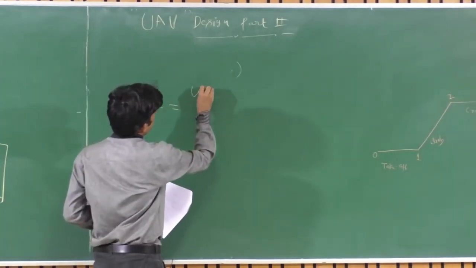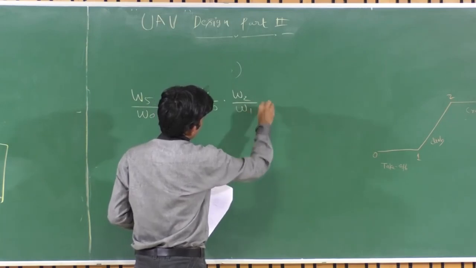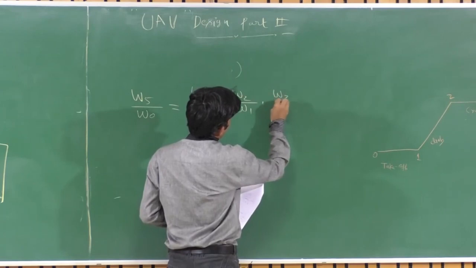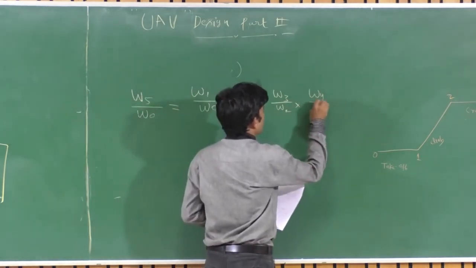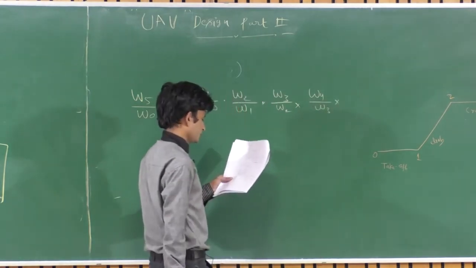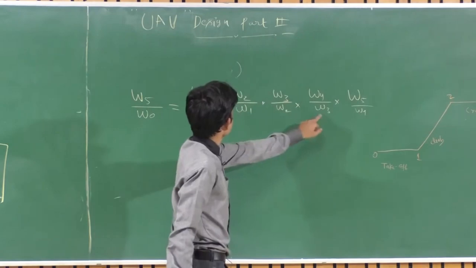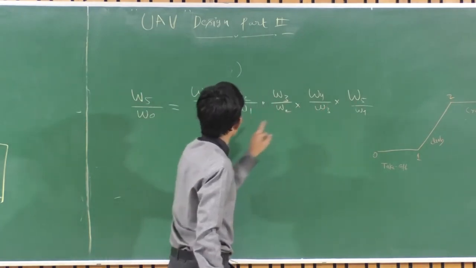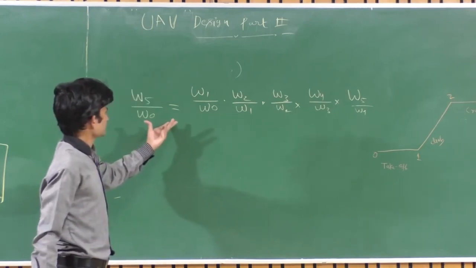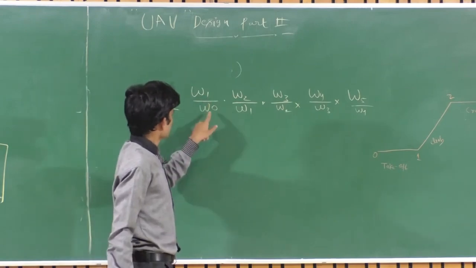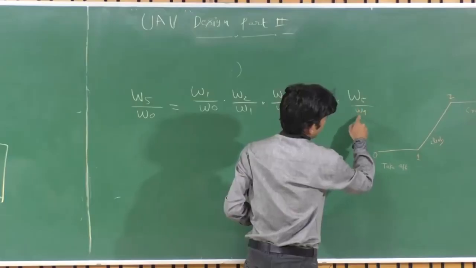You can write mathematically W1 by W0, W2 by W1, okay? Then W3 by W2, multiply W4 by W3 and W5 by W4. See, W4, W4 cancel, W3, W3 cancel, W2, W2 cancel, W1, W1 cancel. You will get W5 by W0, which is written here. So that means you can write WF by W0 like this. So why are we writing this? If you closely see this expression, W1 by W0 is the weight fraction from here to here. Similarly, this will be from this to this, okay? Likewise, W5 by W4 is nothing but for landing, okay?